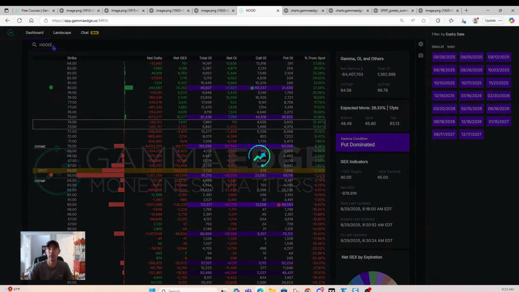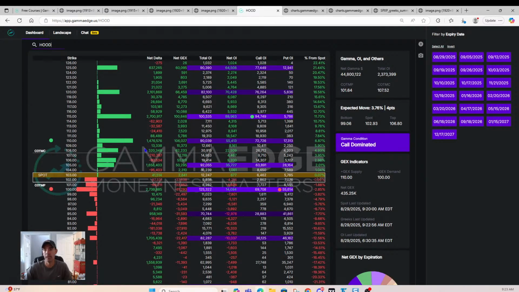Hood, yeah, Hood I think looks good. Call dominated, slightly right at top of transition. So if you get above transition, I'd look for appreciation up towards COTMC and 110. But any pullback should be supportive, call dominated. You do see some puts spattered in here though, so I'd watch those key areas there. A 100 would be a pullback area where I'd look for an opportunity possibly.